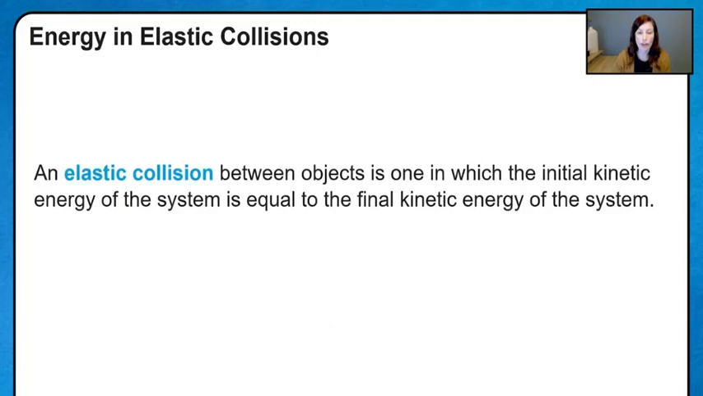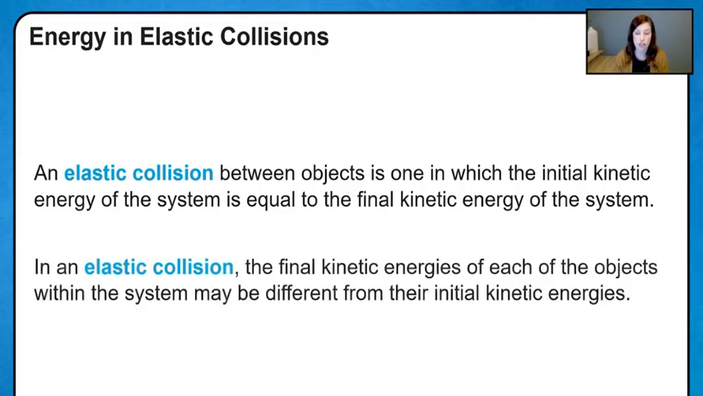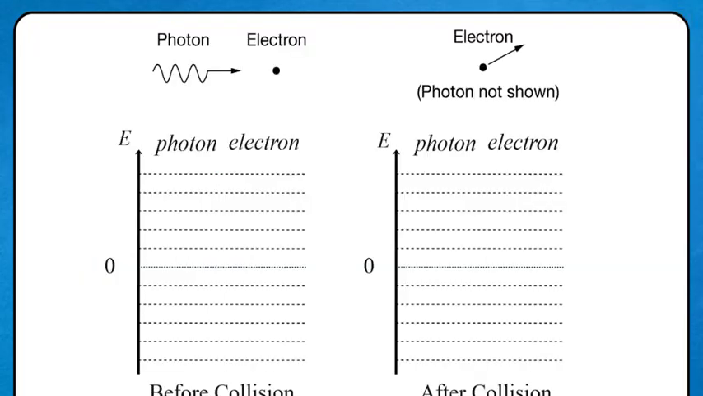Before we go a little bit further, let's take this opportunity to review collisions. Like we just said, an elastic collision between objects is one in which the initial kinetic energy of the system is equal to the final kinetic energy of the system. However, while the total kinetic energy of the system is constant, that doesn't mean each individual object's kinetic energy is constant. It means those individual energies can change, but the total is constant.